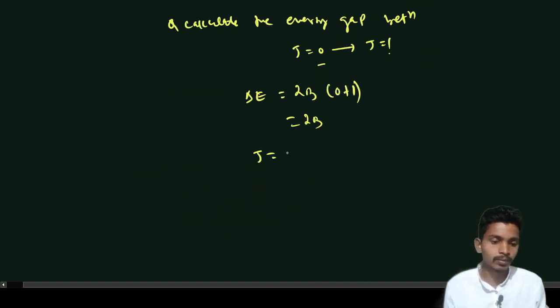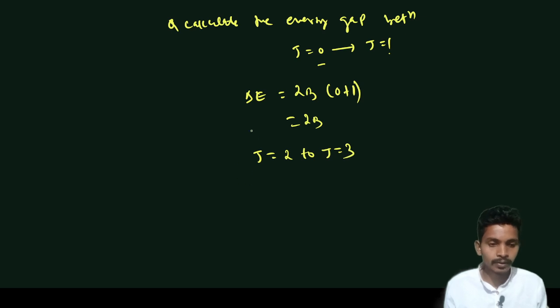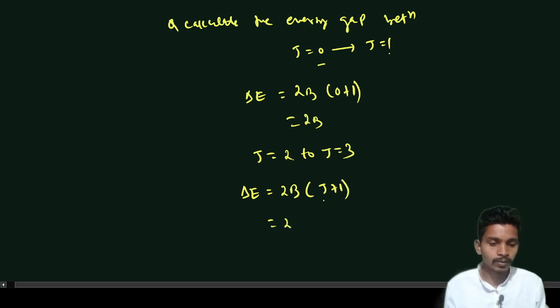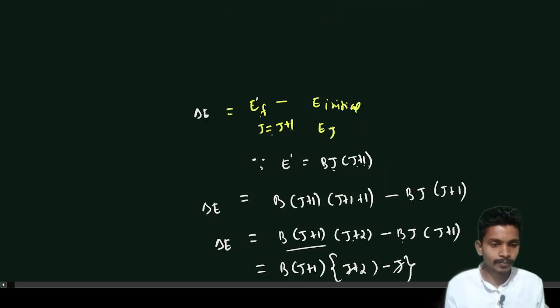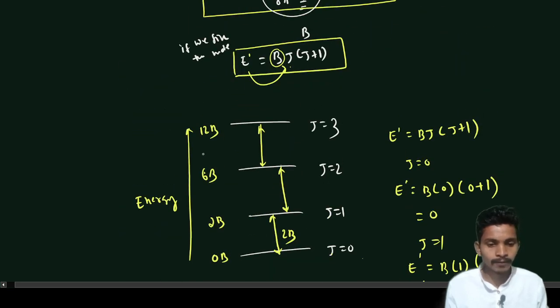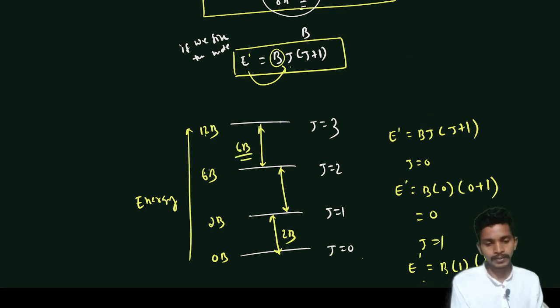Similarly, if you calculate for J equal to 2 to J equal to 3, the energy gap delta E is 2B(J+1). This J is the lower value, so this will be 2B times (2 plus 1), that is 2B times 3, which is 6B. So if you look at 2 to 3, the gap will be 12B minus 6B, that is 6B. Like this we can calculate the energy gap.